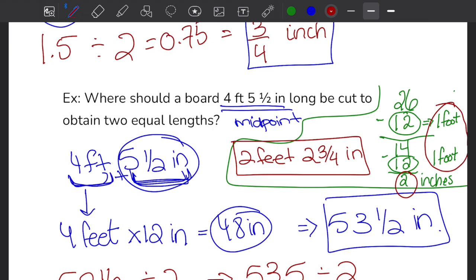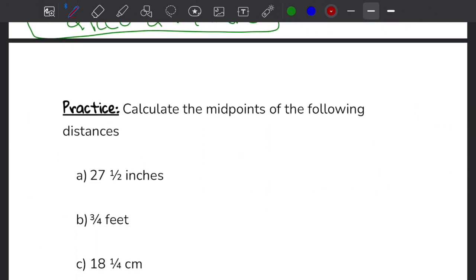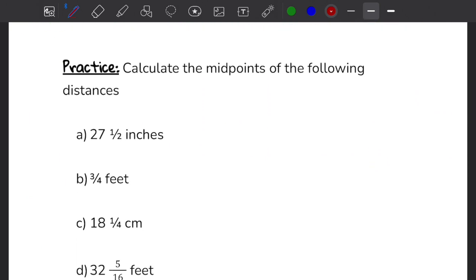Okay? Now, let's move on to a few practice questions. I'd like you to pause the video in a minute once I finish talking, and I'd like you to solve these problems in your notebook. What you're doing is calculating the midpoint of every single measure. Don't worry about regrouping here, just keep the units the same, okay? Just find the midpoints, and then when you're done, play so that you can see the answers. So you may pause now.